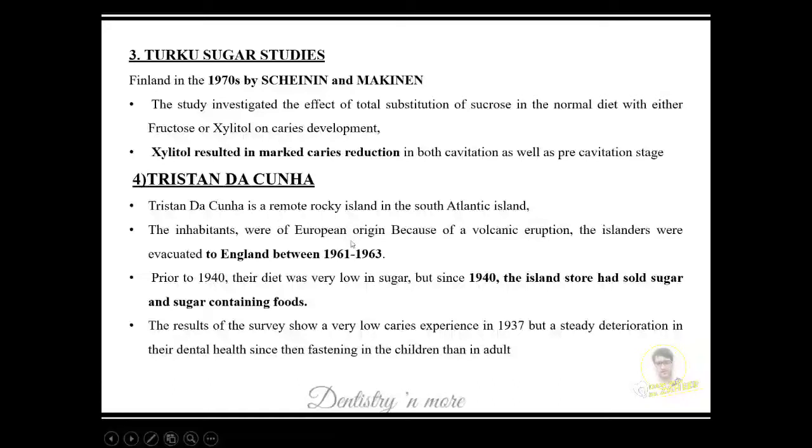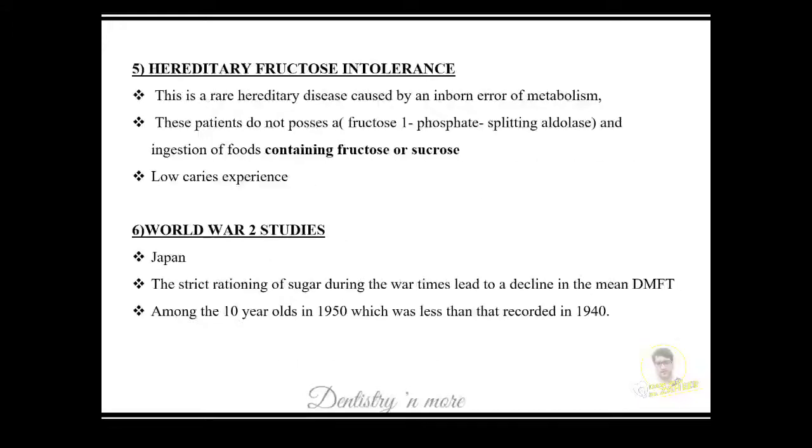The Tristan da Cunha study: it is a remote rocky island in the South Atlantic. The inhabitants were of European origin. Because of a volcanic eruption, the islanders were evacuated to England between 1961 and 1963. Prior to 1940, their diet was very low in sugar. But since 1940, the island store started selling sugar and sugar-containing food. The results of the survey show very low caries experience in 1937, but after that there was a deterioration in dental health, because from 1940 they started selling sugar.